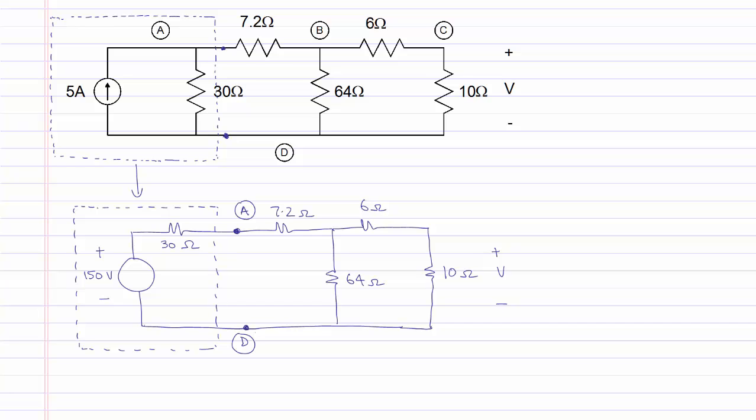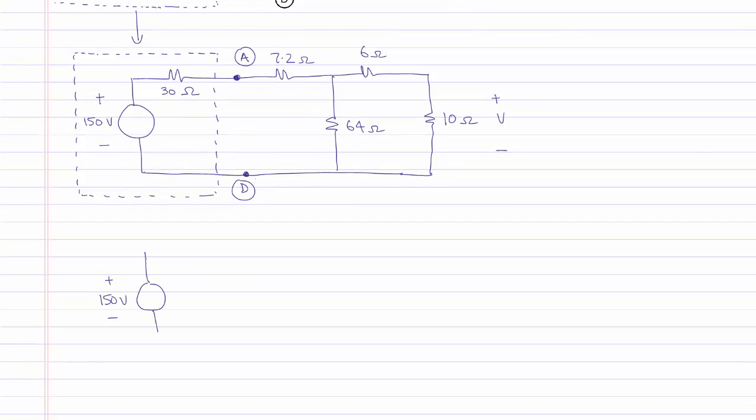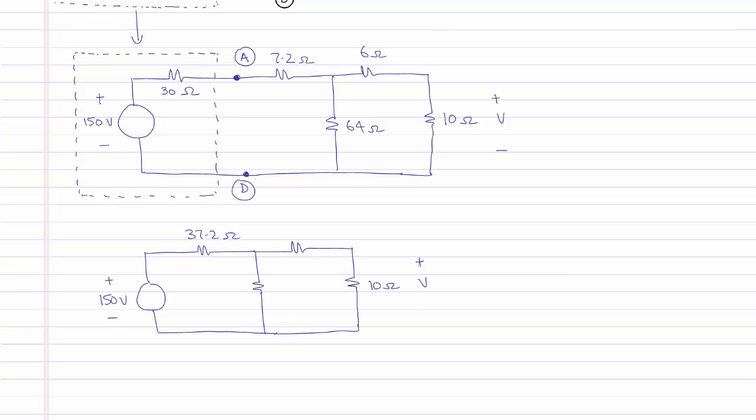Note that the 30 ohm resistor is in series with the 7.2 ohm resistor, and these two resistors can be combined into a single resistor to give us another equivalent circuit, which will be the following. We notice that the voltage source is in series with a resistor of value 37.2 ohms, and we can do source transformation on this portion of the circuit.